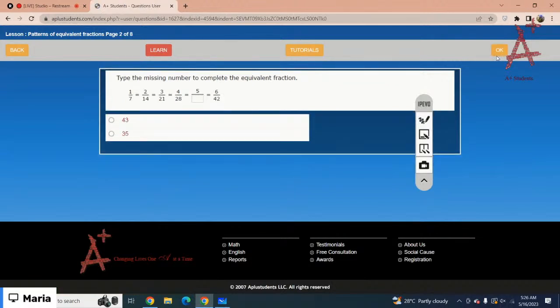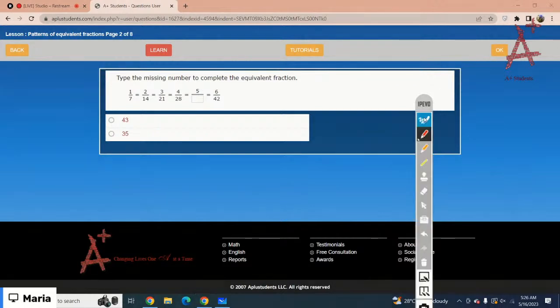Okay, let me explain. Just listen to me carefully. Just look at the first fraction. Here you have 1 over 7. Now just look at the second one. 1 times 2 is 2. That means for the second one, you have to multiply the first fraction by 2. It would be 1 times 2 is 2 and 7 times 2 is 14.